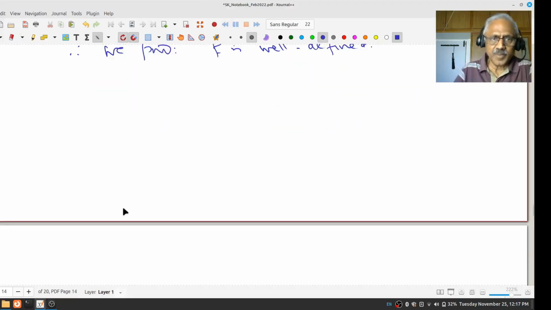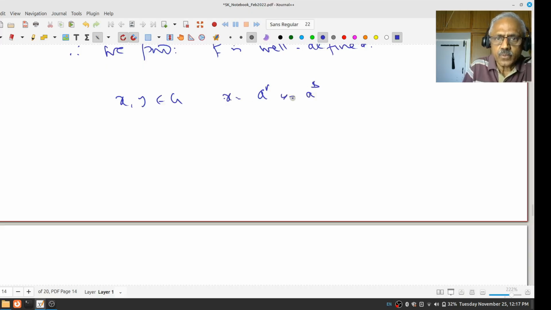Next, it's a group homomorphism is clear because start with any two elements x, y in G. They are of the form a^r and a^s. X is this, y is this. Therefore, what is x times y? By law of indices, a^(r+s), right?